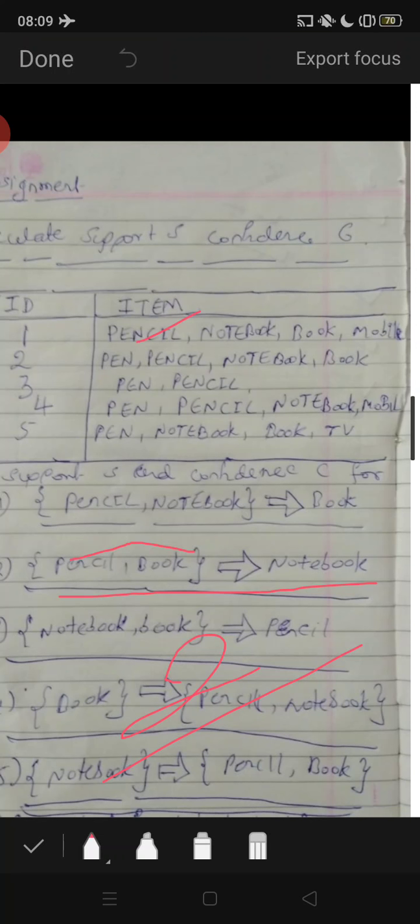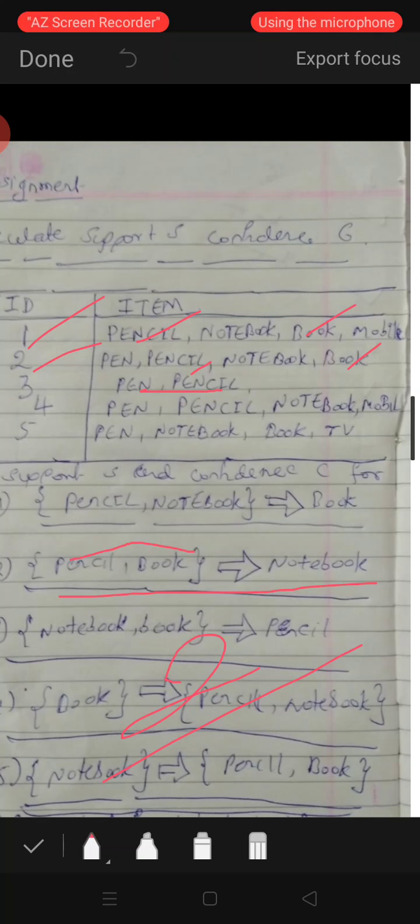Pencil and book: one time available in the first transaction, and two times in the second. This is not there, pencil is not there. In the fourth transaction, pencil and notebook is not available. Fifth transaction, it is not available.